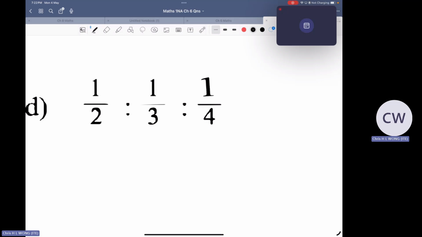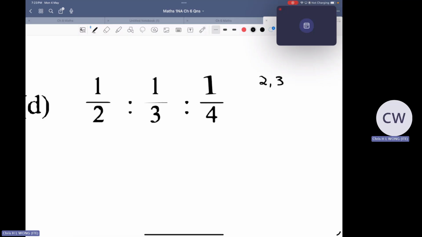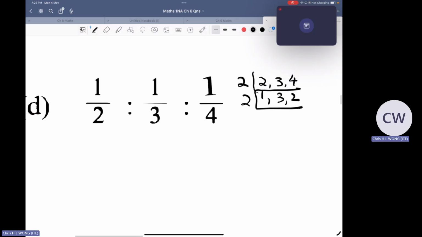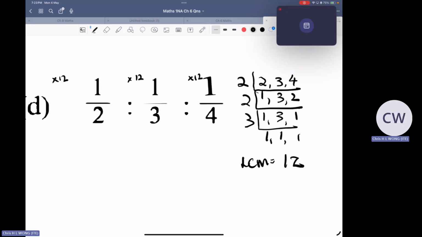2, 3, 4. Let's start now. This time maybe LCM is easier. Yeah. 2, 3, 4. LCM. Try 2, 1, 3, 2, right? LCM 2, 1, 3, 1. 3, 1, 1, 1. LCM equals 2 times 2, 4, 4 times 3, 12. Okay? So all you need to do is times 12, times 12, times 12.